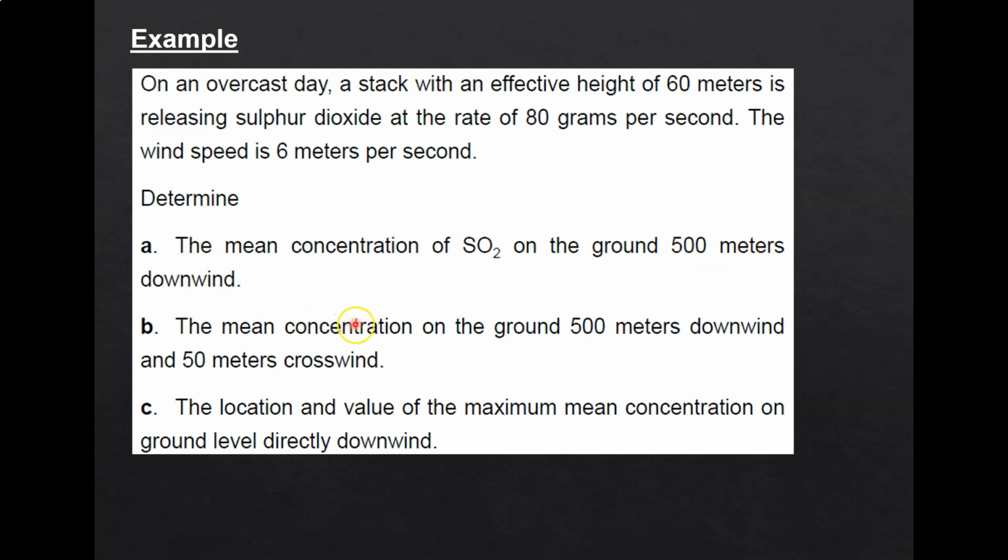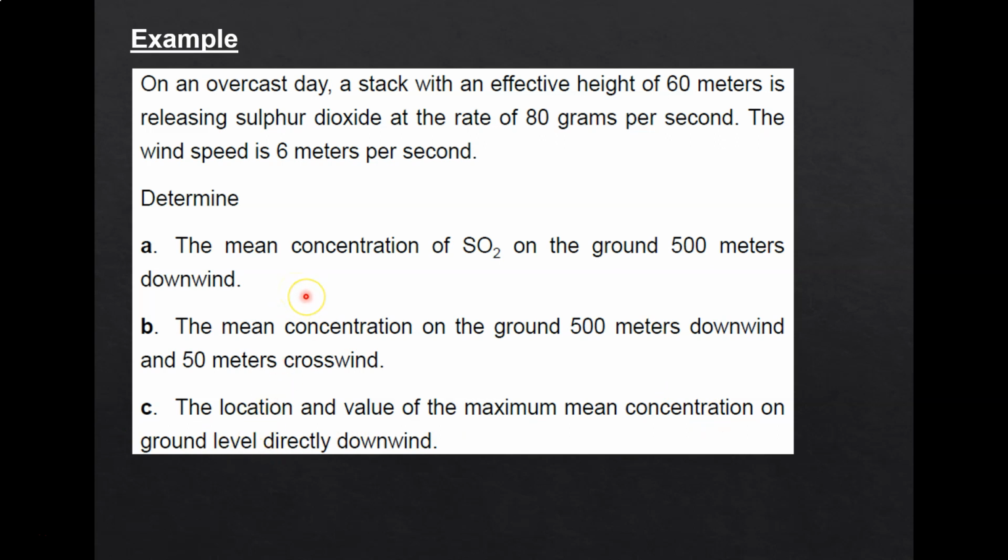B, the mean concentration on the ground 500 meters downwind and 50 meters crosswind. So this is the coordinate. You try to determine the concentration at this coordinate on the ground, so Z is 0. 500 meters downwind and 50 meters crosswind. And C, the location and value of the maximum mean concentration on ground level directly downwind. So all are ground level.